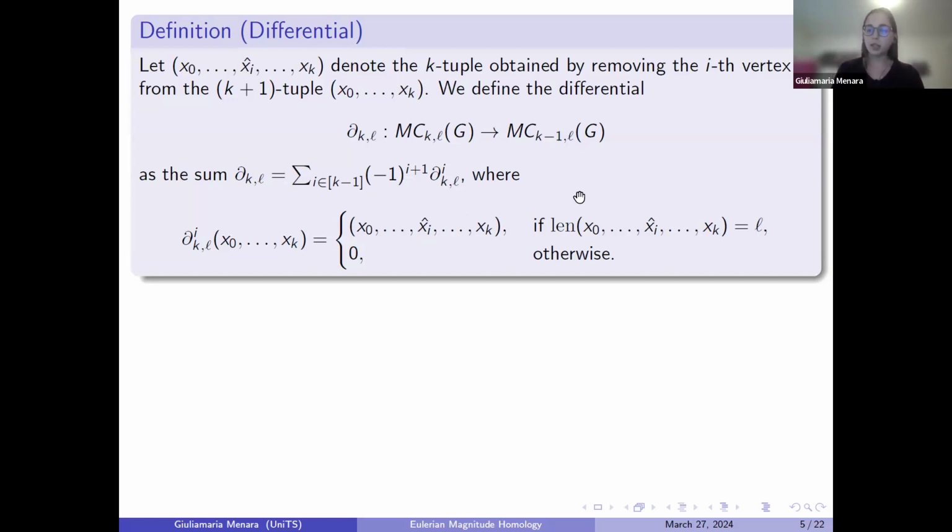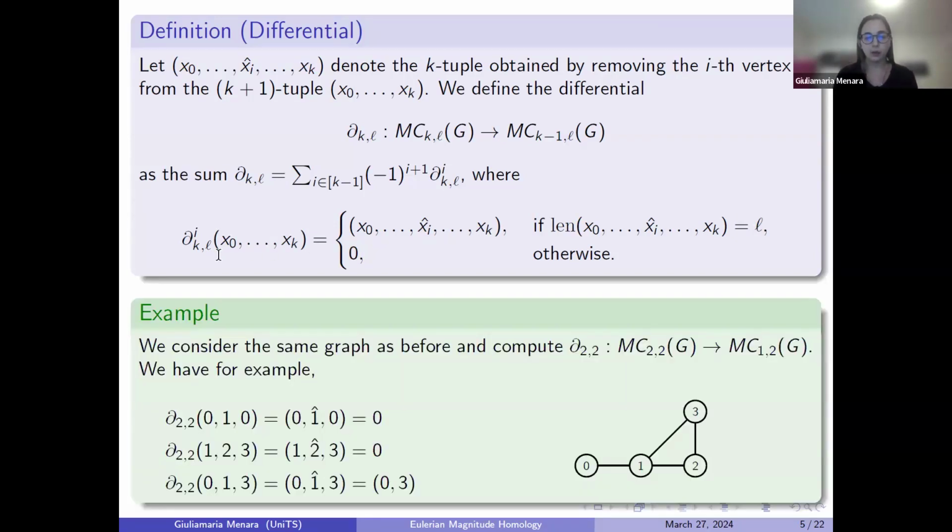We keep the subtuple in the image if the length of the subtuple we obtain after removing the vertex is still L, and the tuple goes to 0 otherwise. So let's see how this works.